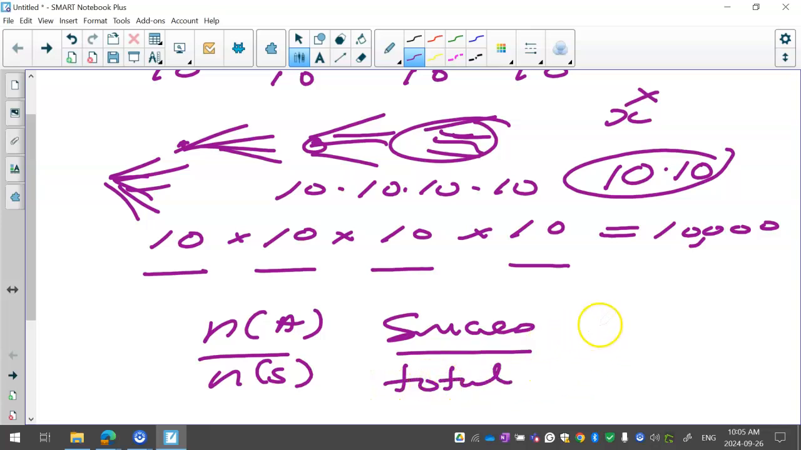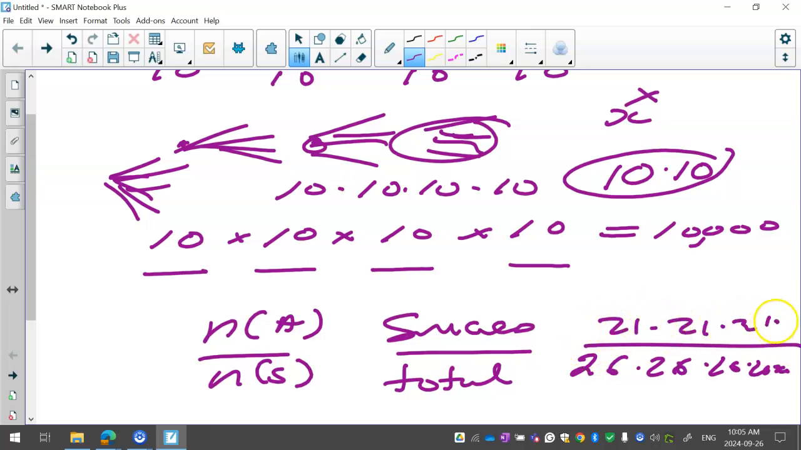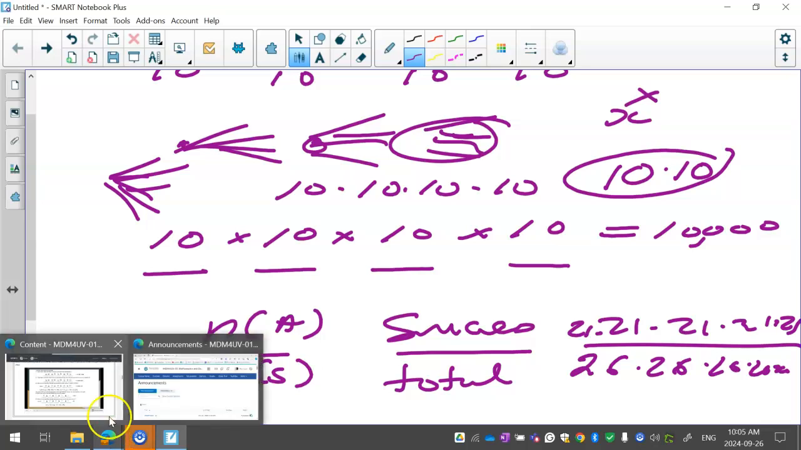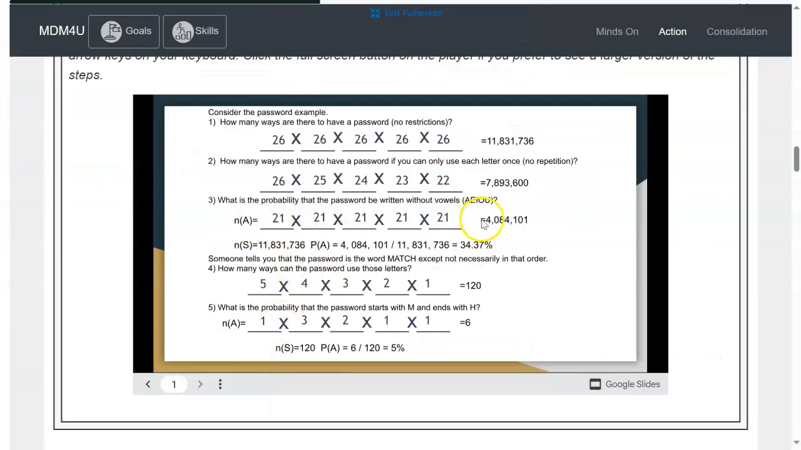So in this case, the total was 26 times 26 times 26 times 26 times 26 times 26, right? That was what we got in part A. And on top, it was 21 times 21 times 21 times 21 times 21. So you have to count properly first. Probability questions aren't difficult. You just have to count twice: you have to count the successes and the total. So the success is the 4 million number, and the total is the 11 million, and then you just divide the two to get 34%. That's how you get the probability.